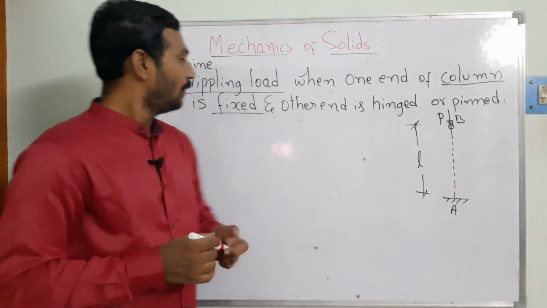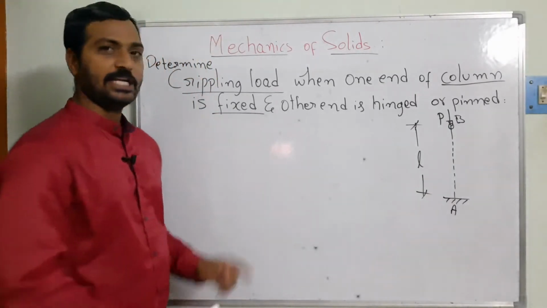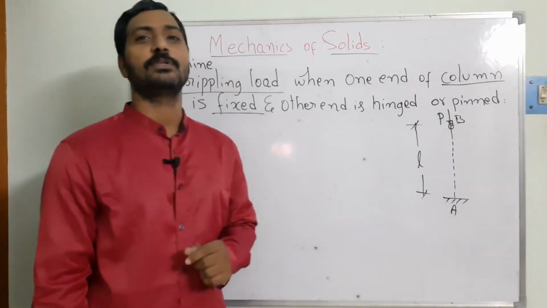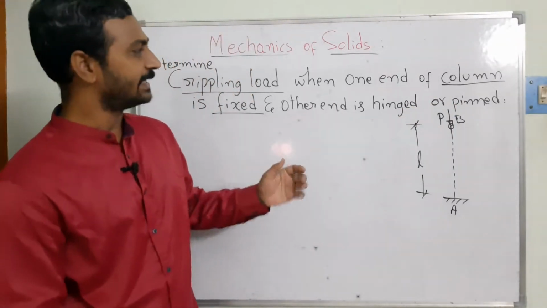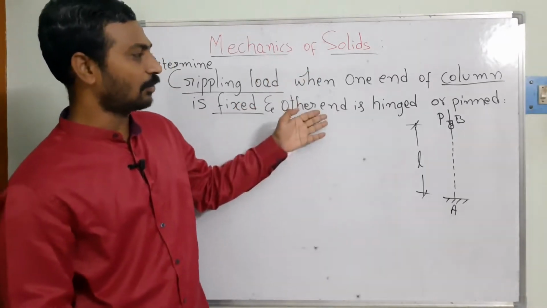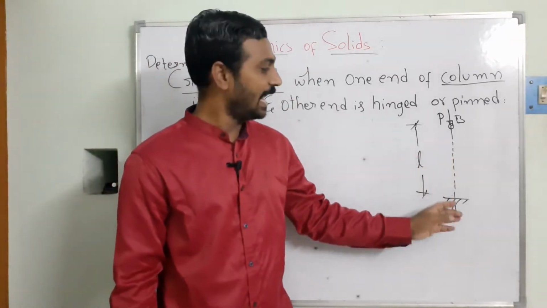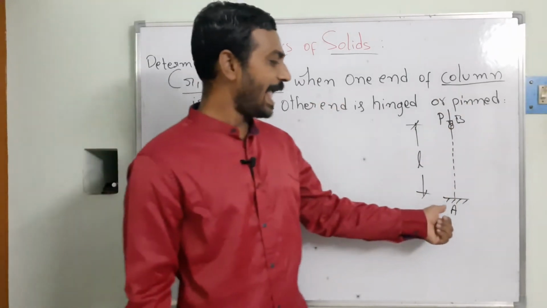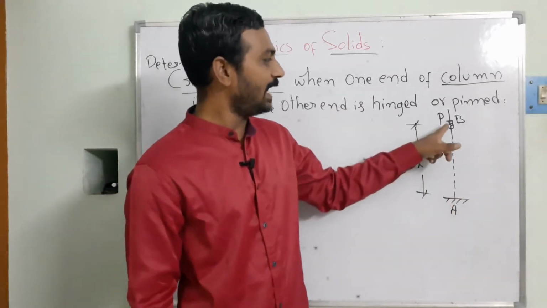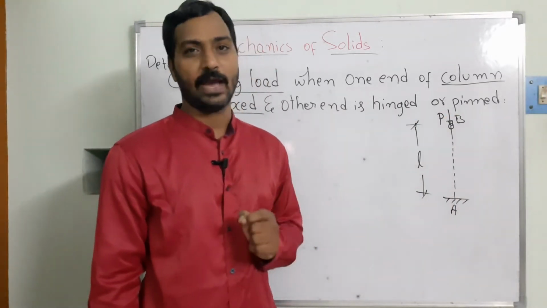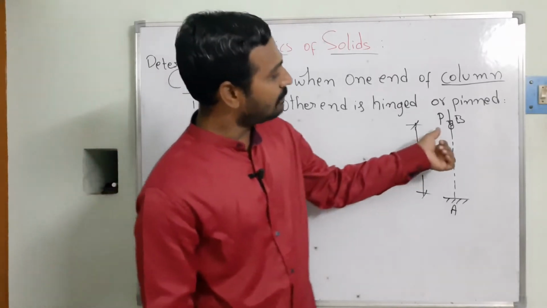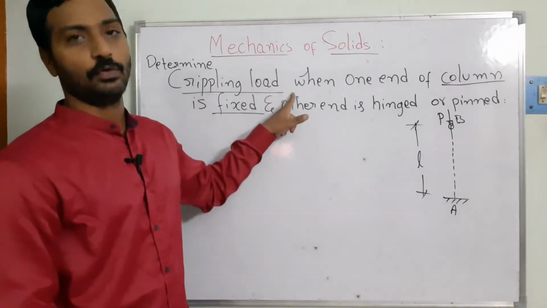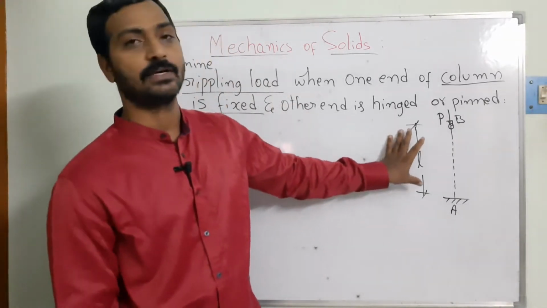We know when one end is fixed, its degrees of freedom are different, and when it is hinged or pinned, its degrees of freedom are another. We can see these statements illustrated in this figure. I have taken the axis of the column, and the cross section is constant. A is the fixed end and B is the hinged or pinned end. At the same time, some axial load is applied to this member. I am going to consider that load as the crippling load, and the column has a length.